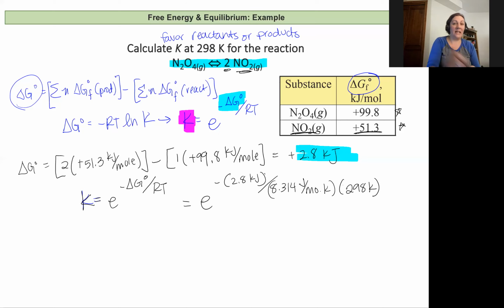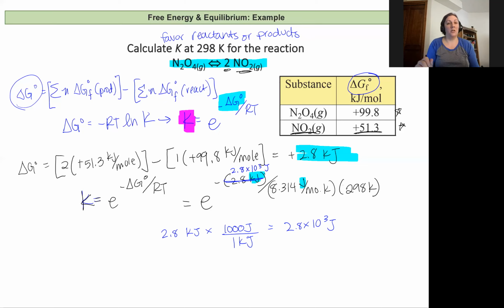I'm going to highlight right here that we've got a problem with our units. Our R value is always going to give those energy units in joules, and right now I have kilojoules for my standard free energy. So I need to convert that into joules. That's going to be our 2.8 kilojoules times 1,000 joules for every 1 kilojoule, which gives me 2.8 times 10 to the third joules. So I'm going to replace that value here with a value that has the units that'll cancel out with our R value. So 2.8 times 10 to the third.